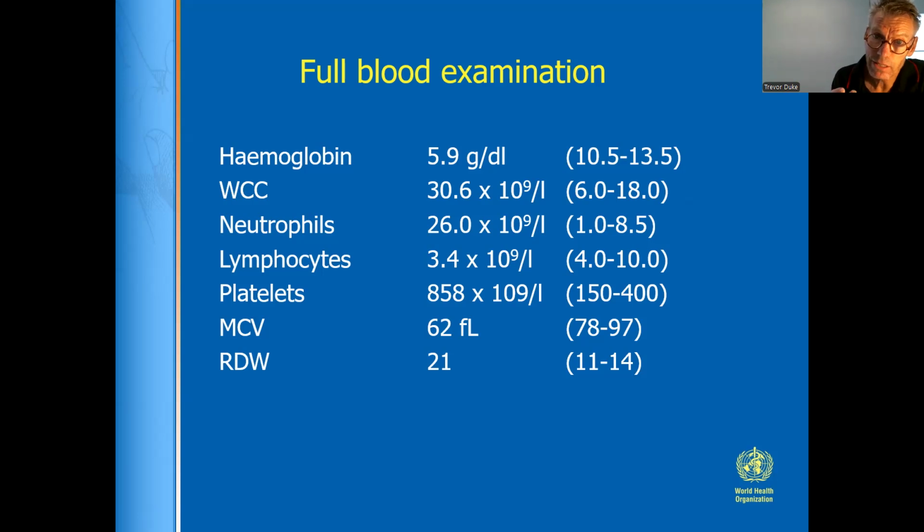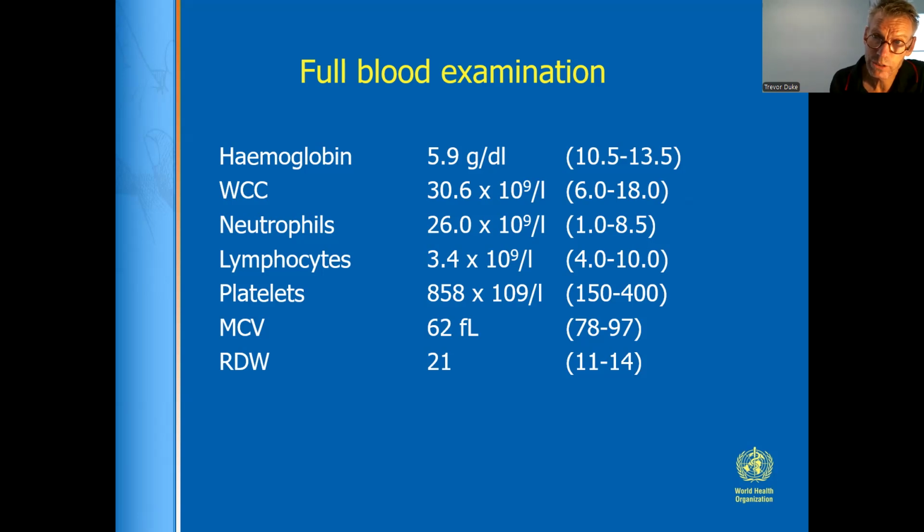And the child, Ratu's platelet count was 858. Again, a very high platelet count, the normal being up to 400. And that is an indication of infection. So you've got three signs that indicate infection. One is high white cell count. Two is high neutrophil count. Three is high platelet count. And you've got confirmation that he's got severe anemia with a hemoglobin of 5.9.